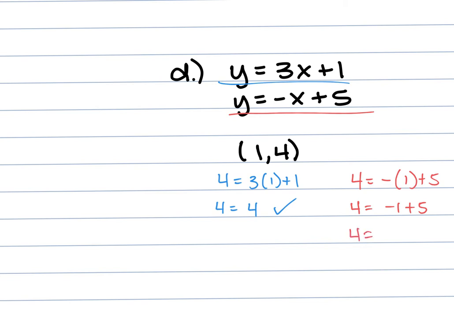So what do we get? 4 equals 4. Yep. 4 equals -1 plus 5. Yep. So they both check, and that's the solution. Very good. So this one is a solution.